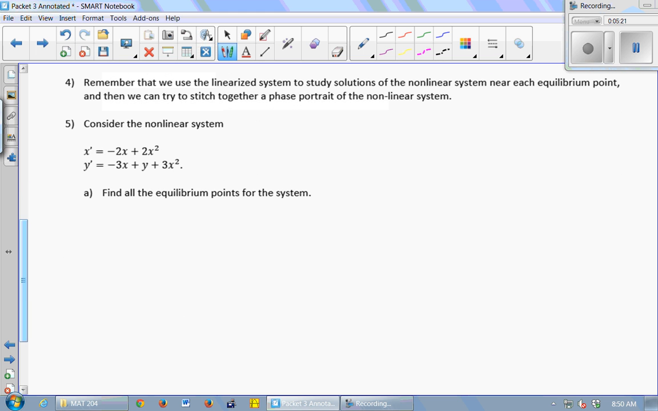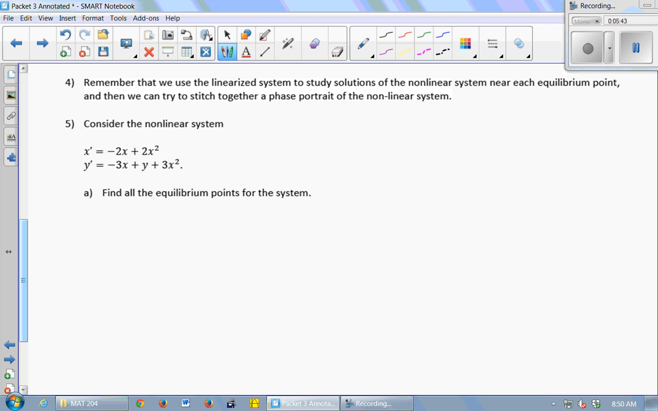All right, so remember, the purpose of the linearized system is that we can look at the solutions to the whole nonlinear system near each equilibrium point, and then we can try to guess or stitch together a phase portrait of the entire nonlinear system by trying to connect the little mini phase portraits we have at each equilibrium point.